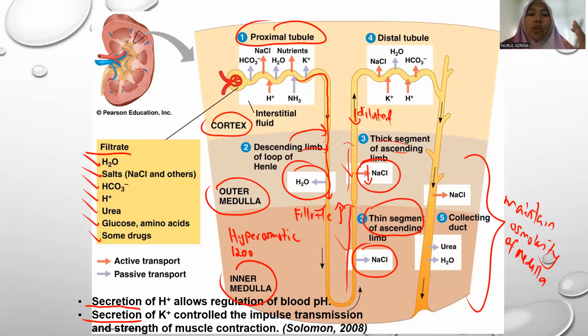So blood is so acidic, so hydrogen ion from the blood will be secreted back into the tubule so that it can help to reduce hydrogen ion in the blood. Thus, it can help to regulate or balance pH of the blood. Okay, right. So we will discuss that later.